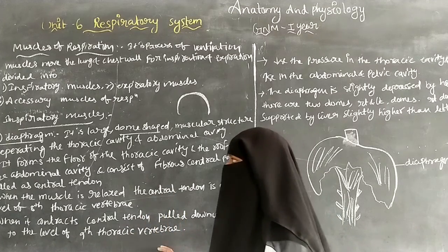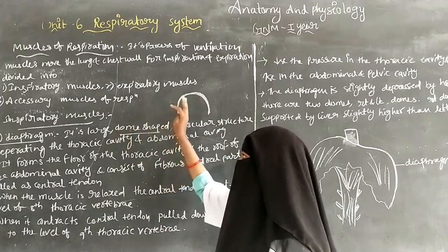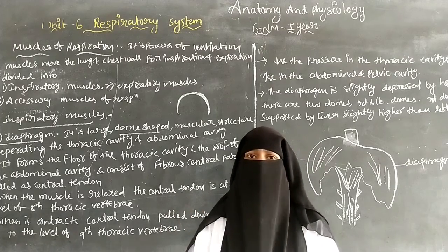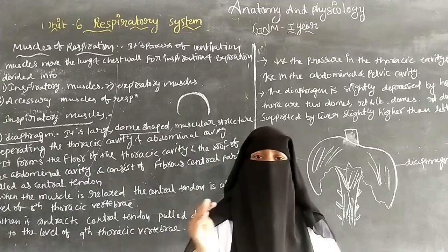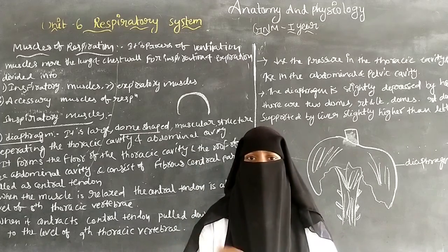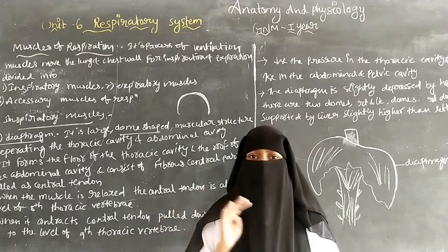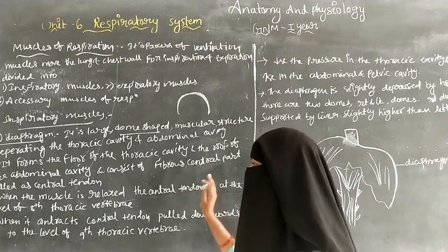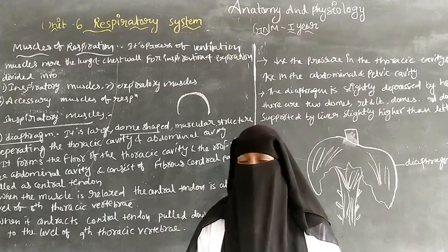So the diaphragm is a large, dome-shaped muscular structure that separates the thoracic cavity and the abdominal cavity. It forms the floor of the thoracic cavity and the roof of the abdominal cavity, and consists of a fibrous central part called the central tendon.